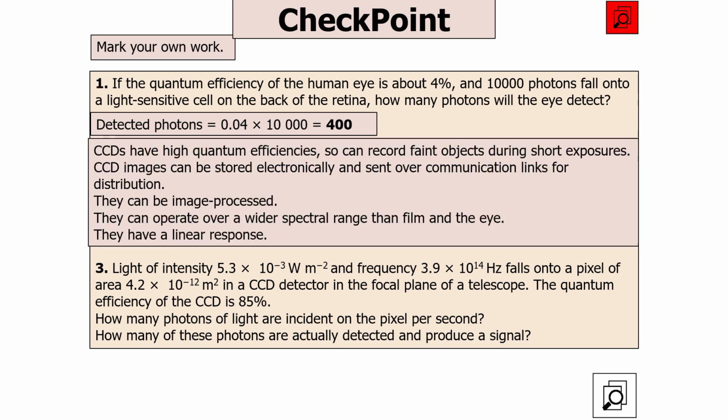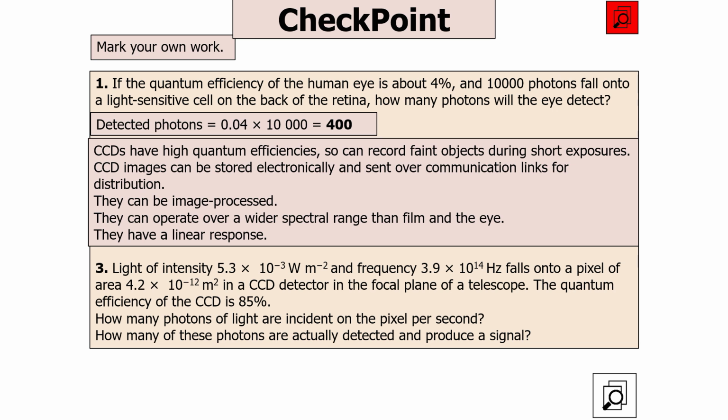Now, CCDs have a higher quantum efficiency, so we can record fainter objects with shorter exposures. CCDs can store images electronically, you can send them over online for wider distribution. They can be processed as an image. They'll operate over a wider range of wavelengths than the eye, and they'll also have a linear response.